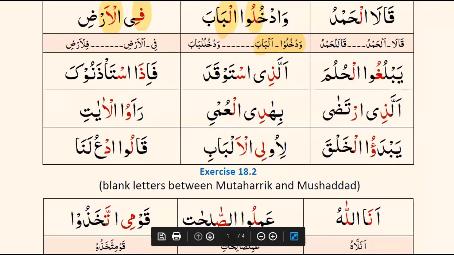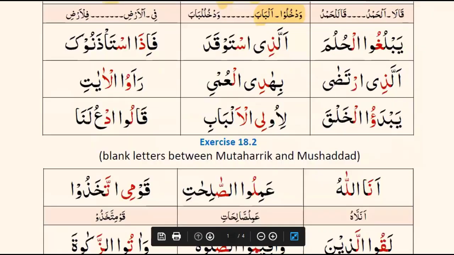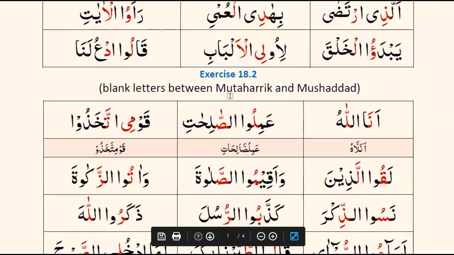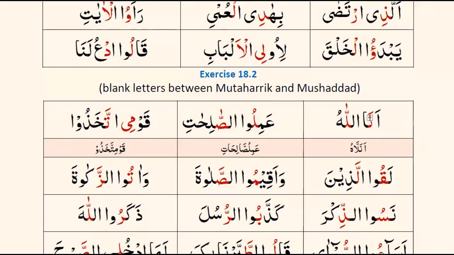And the second category is when blank letters come between a mutaharrik and a mushaddad letter. We have learned about mushaddad letters in our previous lessons. I think everybody knows, but let me just go through it. I've highlighted here sod, and the sod carries a shadda. So this sod is a mushaddad letter, as you can see. And as I told you before, the lam carries a dhamma, so it is a mutaharrik letter. And in between, we have two alifs, which don't have any stroke. They're blank letters, so we are not going to read them.